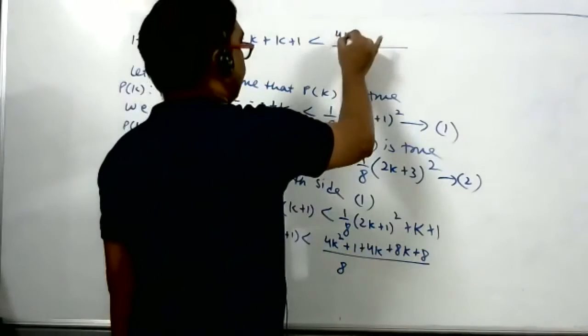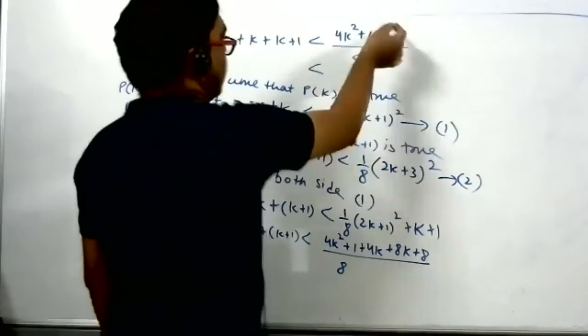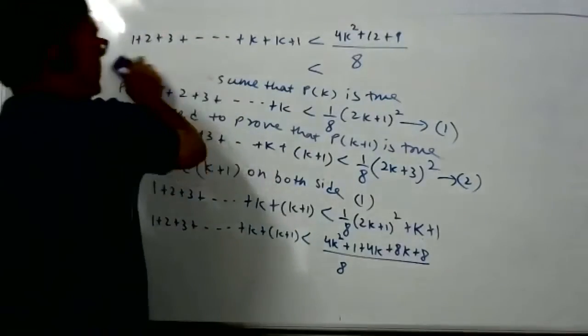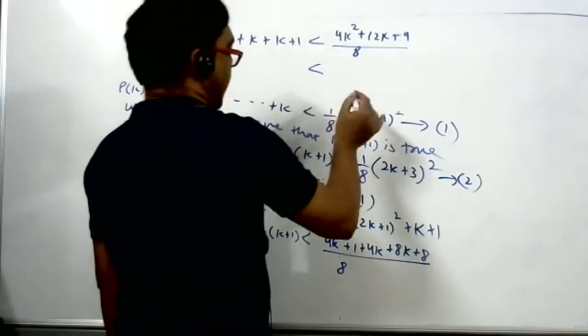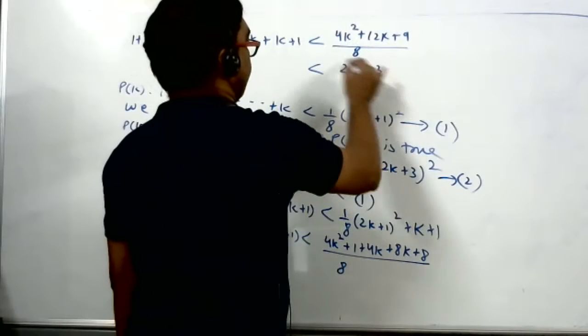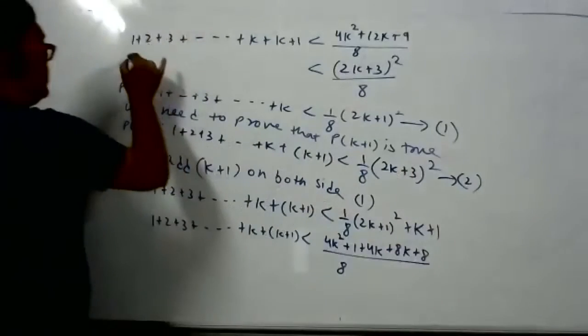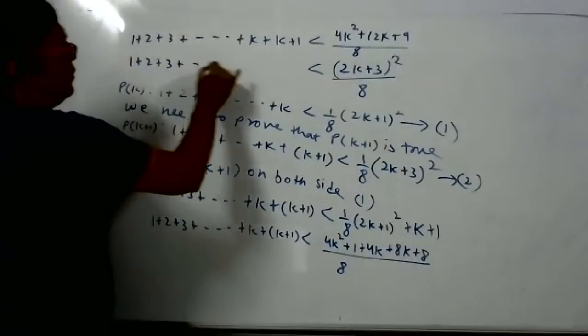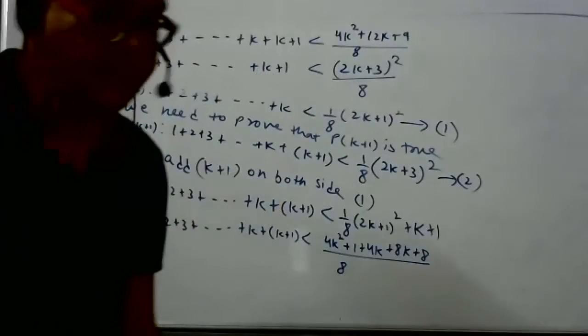So 4K square plus 12K plus 9. Is this a perfect square? Yes, sir. You can say this is the same as 2K plus 3 whole square by 8. Is it not 2K plus 3? Yes, sir, it is perfect. That only we had to prove. So hence proof over. Do you think it's a difficult sum? Easy sum. In fact, very easy sum.